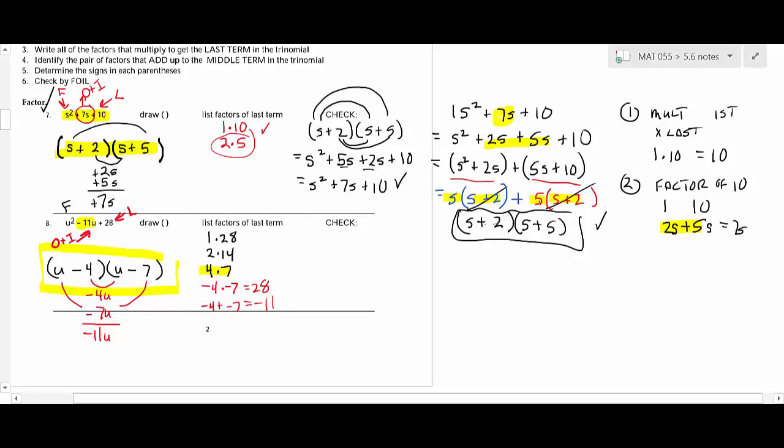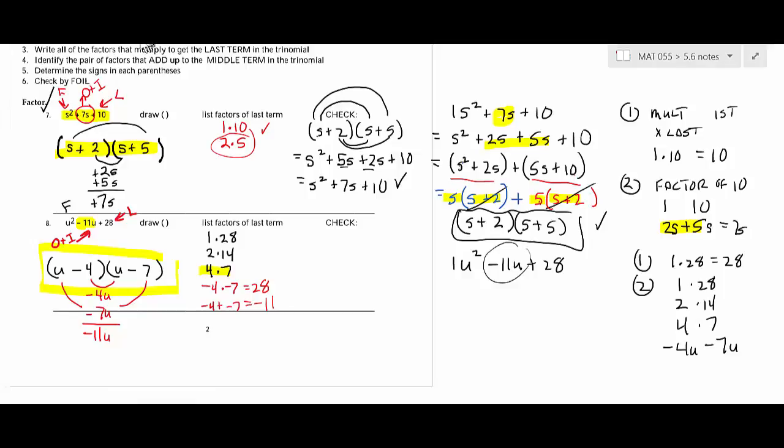Okay, so let me do this next one here. We have u squared minus 11u plus 28. So step one is you want to take the first term times the second to get 28. And then the second thing is you just look at all the factors of 28. So you would have like 1 and 28, 2 and 14, 4 and 7. We know that 4 and 7 are the right one. So what I'm going to do is change this to negative 4u minus 7u. Okay, because I know I can make those add up to negative 11u.